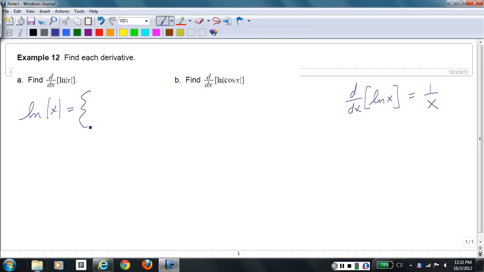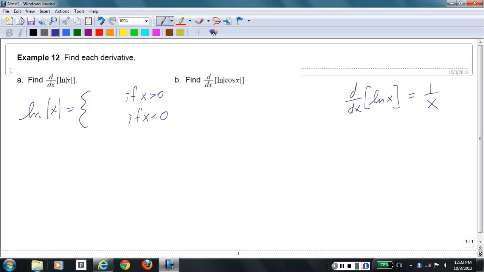So I want to take the natural log of the absolute value of x and write it as a piecewise defined function. Basically, there's a case when x is greater than 0, there's a case when x is less than 0, and what happens when x is equal to 0? What would be the value of this function? It's undefined, that's right. Absolute value of 0 is 0, natural log of 0 is undefined.